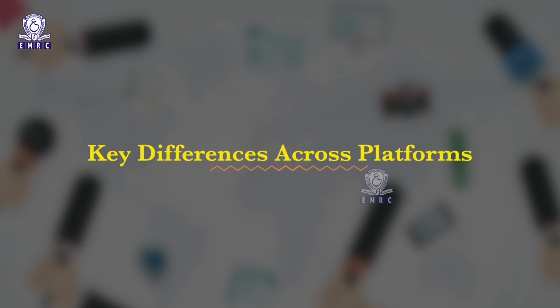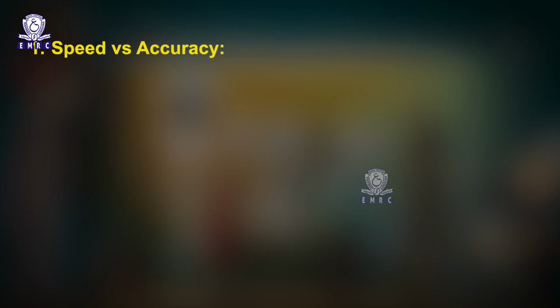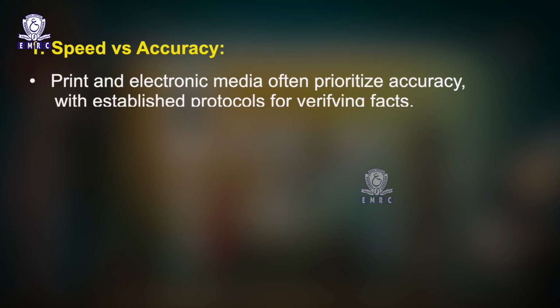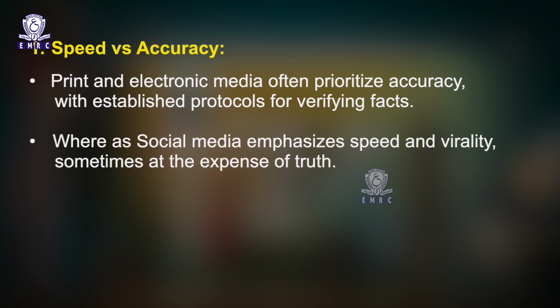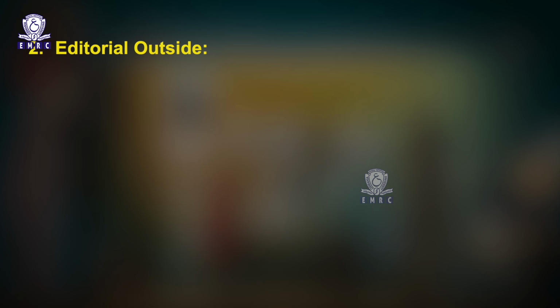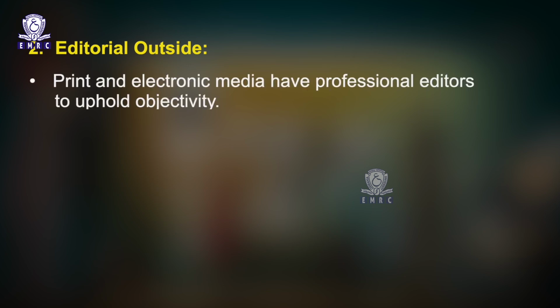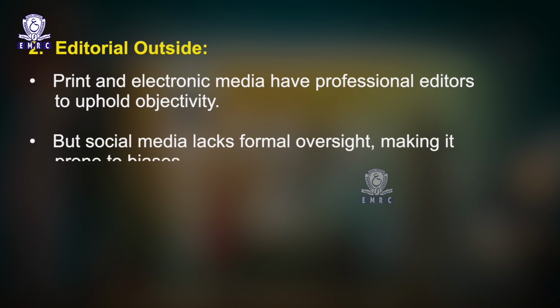Key differences across platforms. Speed versus accuracy. Print media and electronic media often prioritize accuracy with established protocols for verifying facts, whereas social media emphasizes speed and virality, sometimes at the expense of truth. If we look at editorial oversight in comparison, print and electronic media have professional editors to uphold objectivity, but social media lacks formal oversight, making it prone to biases.